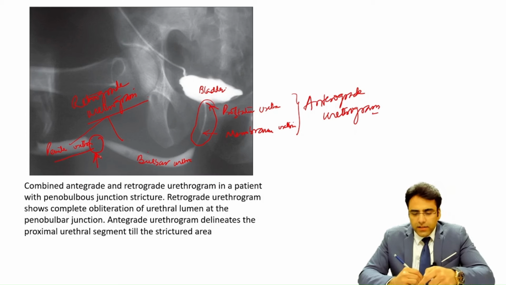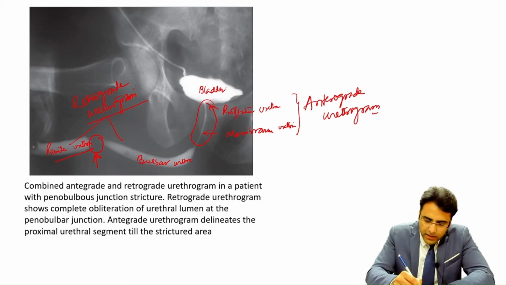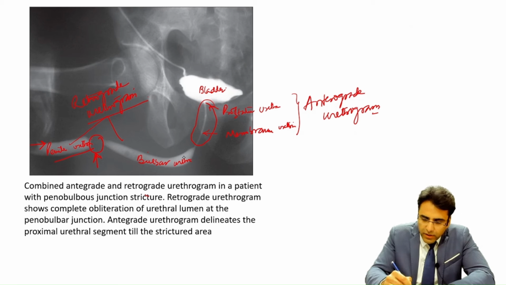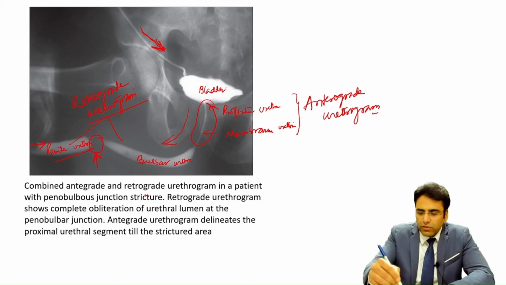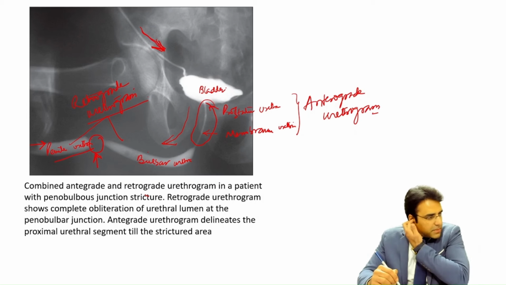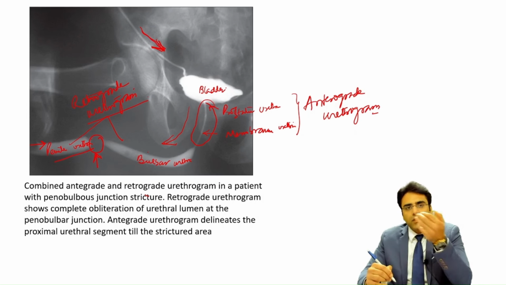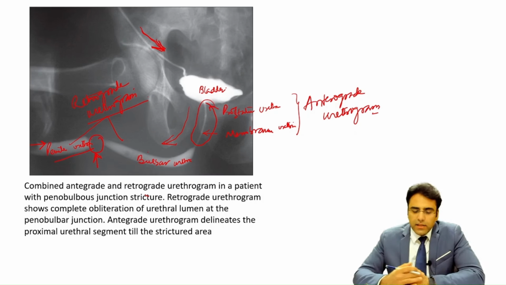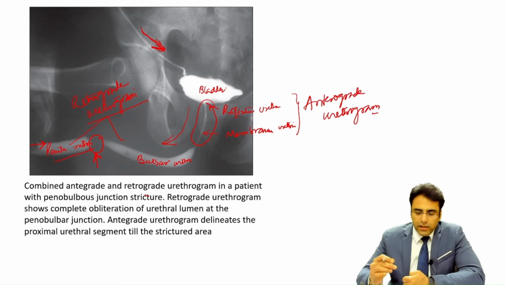If there is a stricture at this level and we inject the dye from here, it can only go up to this. So it will be retrograde urethrogram. And to assess the proximal urethra, you have to inject the dye from here, that is termed anterograde urethrogram. Clear? So assessment of the proximal or posterior urethra is always done with anterograde urethrogram, and the distal urethra is done with retrograde urethrogram.